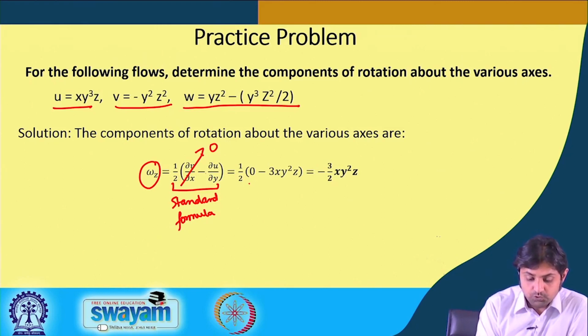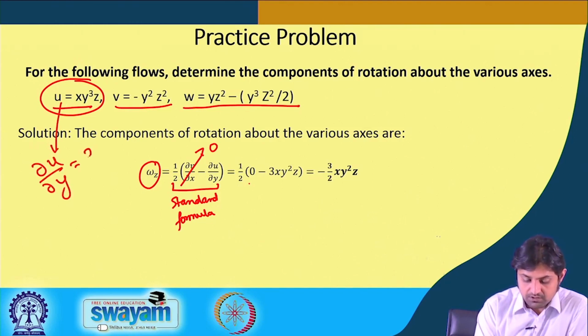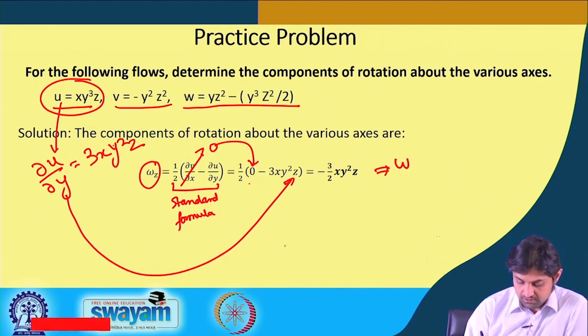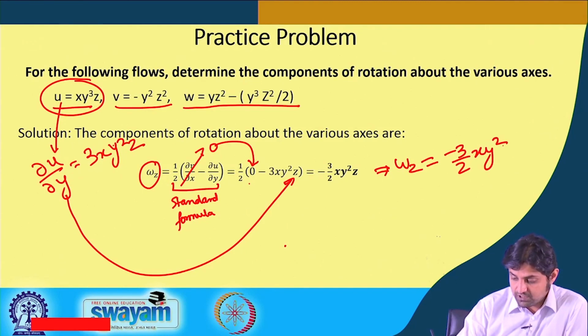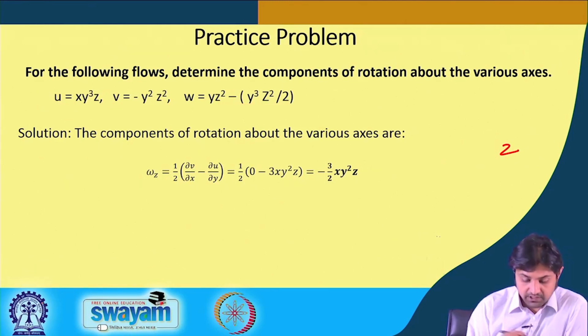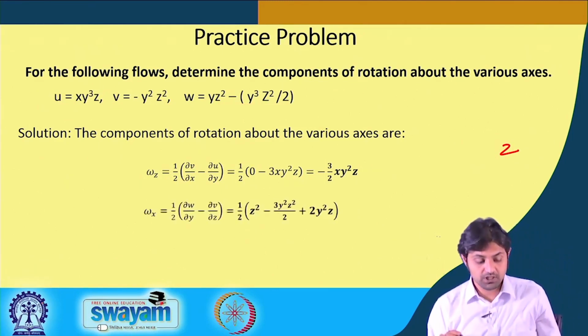Now del u by del y. From here del u by del y is going to be 3x y square z, and this is what has been written here, and this 0 has been written here. Therefore, omega z is written as minus 3 by 2 x y square z. This is one of the components. I am erasing the ink so we can concentrate on the others.